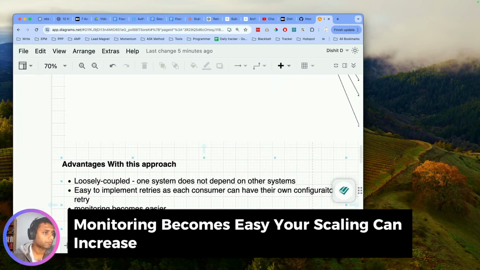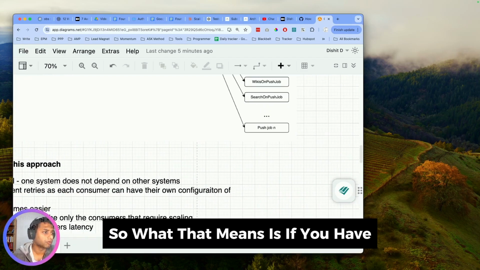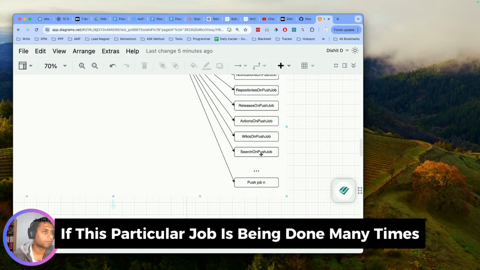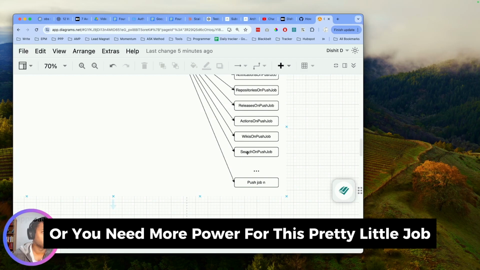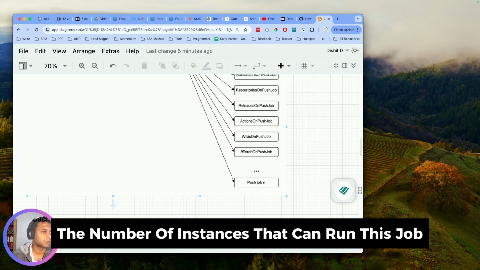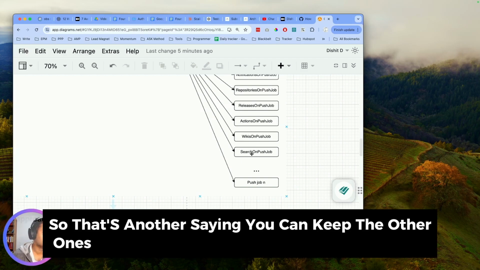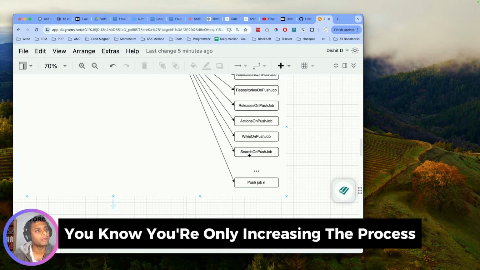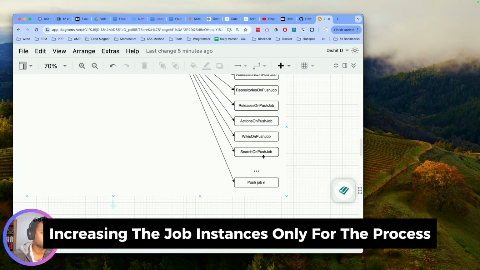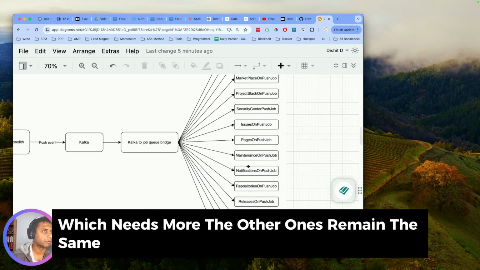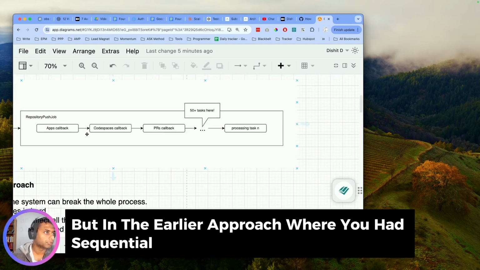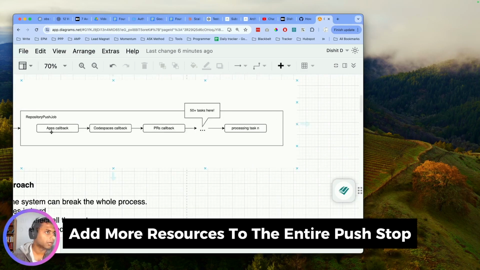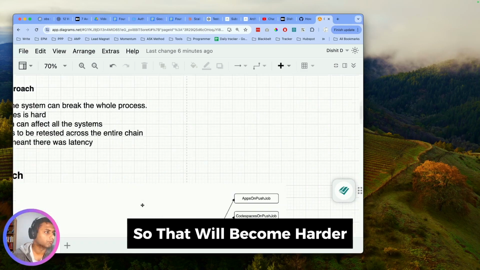And then monitoring becomes easy, and your scaling can increase. What that means is, if this particular job is being run many times, or you need more power for this particular job, you can increase the number of instances that run this job, and you can keep the other ones lower. That way, you're only increasing the job instances for the process which needs more. The other ones remain the same. But in the earlier approach, where you had sequential processing, you have to add more resources to the entire push job. So that would become harder.